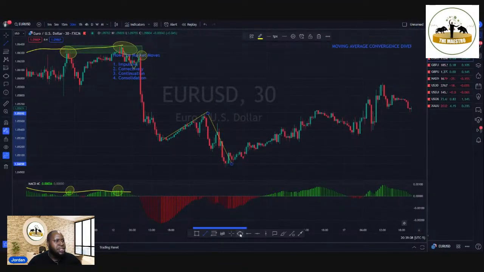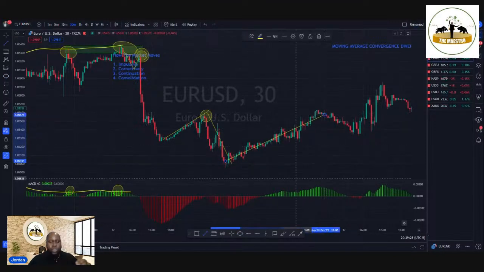How do I know that this correction is valid? Look at the previous highs. This was the previous high. Obviously, this most recent high did not pass the previous high. So I know the correction is valid. So again, this is a longer correction. This took a significant amount of time.